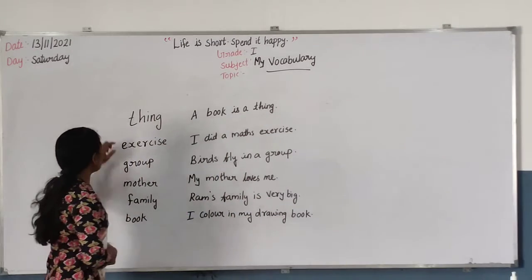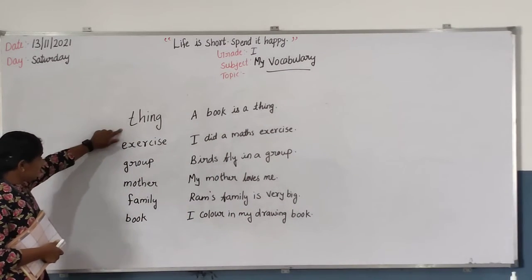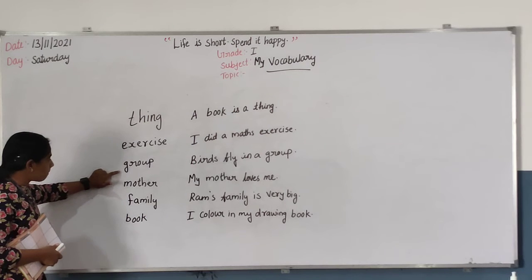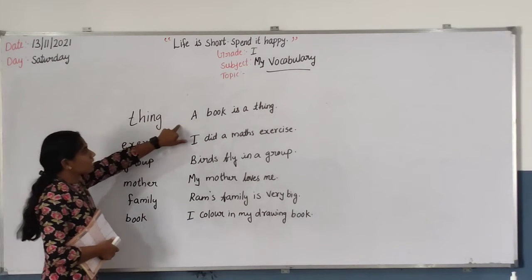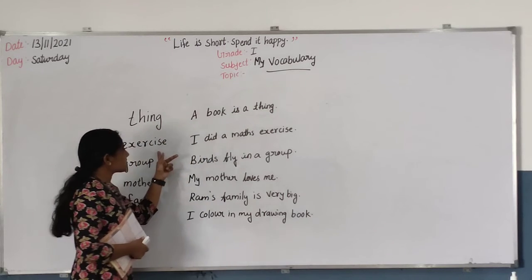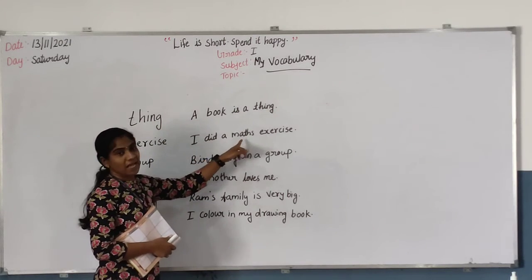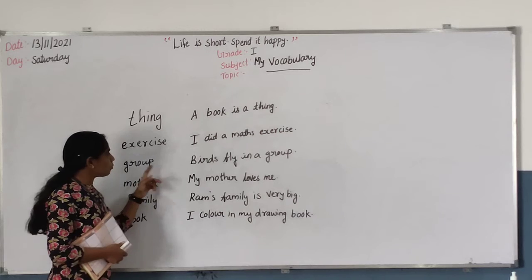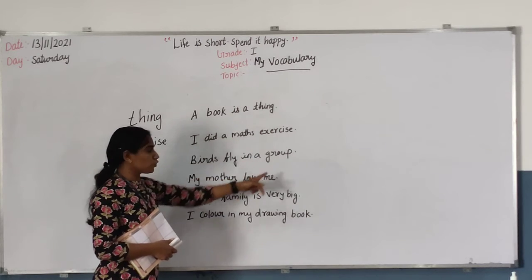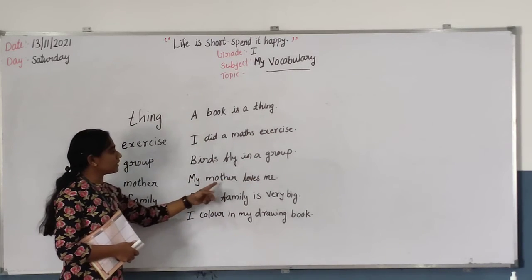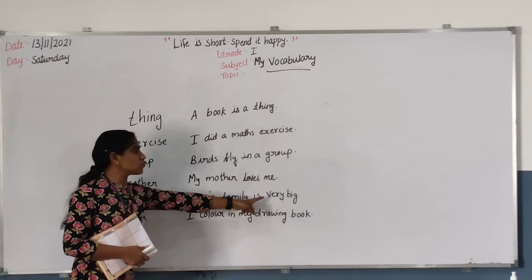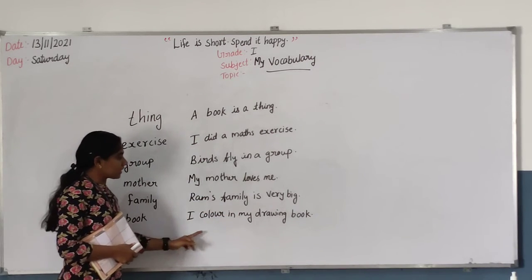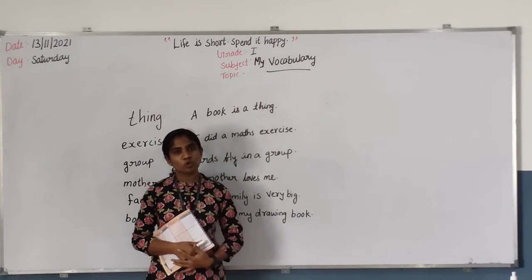Today we learned about things: exercise, group, mother, family, book. What is a thing? A book is a thing. Exercise: I did a math exercise. Group: birds fly in a group. Mother: my mother loves me. Family: Ram's family is very big. Book: I color in my drawing book.